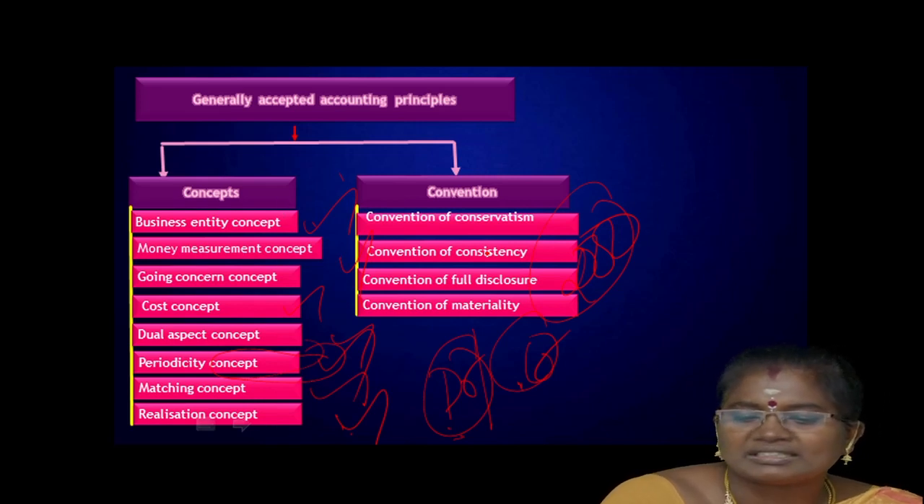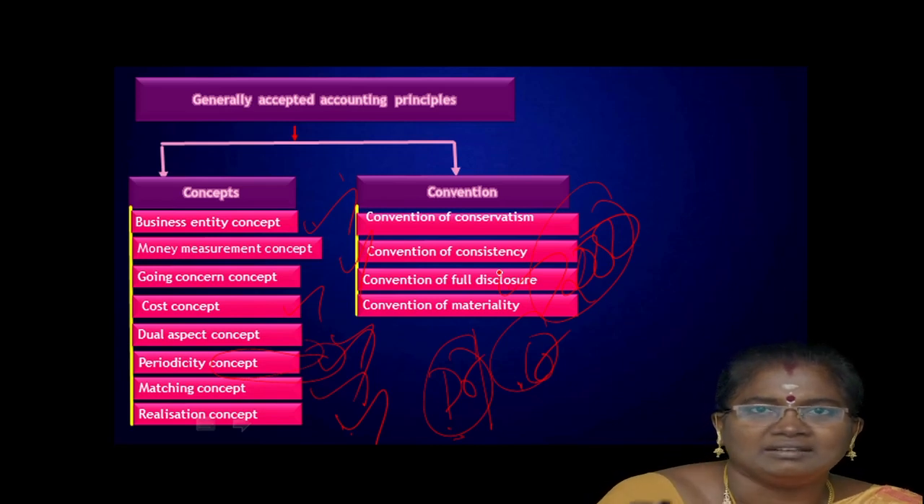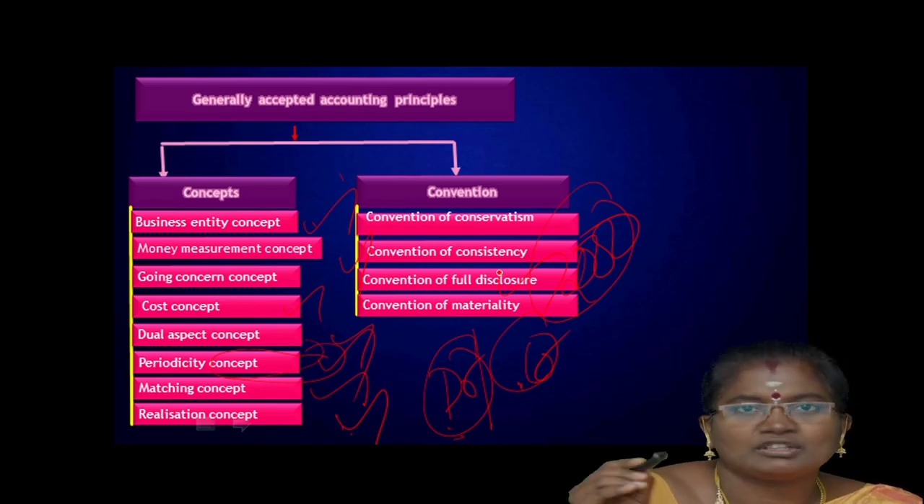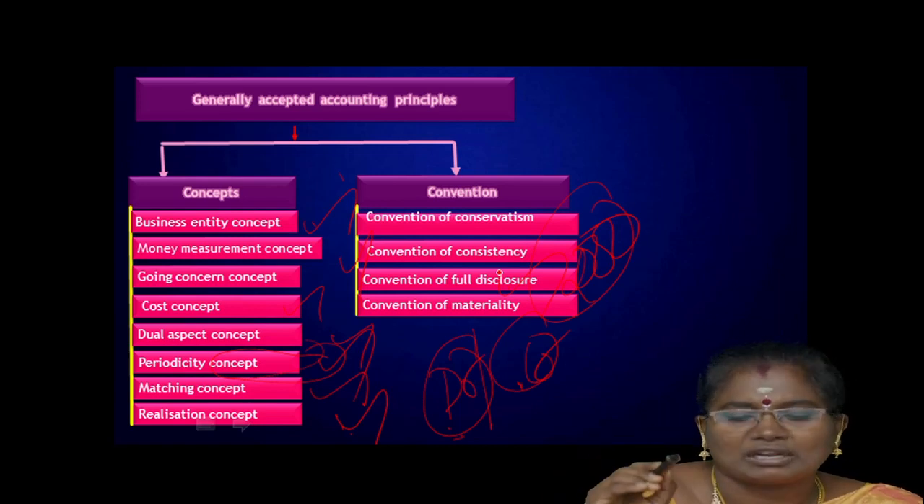Then conventions. In the conventions, all the things should be realistic. Any loss or impact that may come in future, we have to be very conservative and it has to be fully disclosed. Third, the convention of full disclosure. Whatever information we are recording should have correct proof and evidence. Without any evidence we cannot record. We cannot record assumptions either. We have to record only the full disclosure, everything.